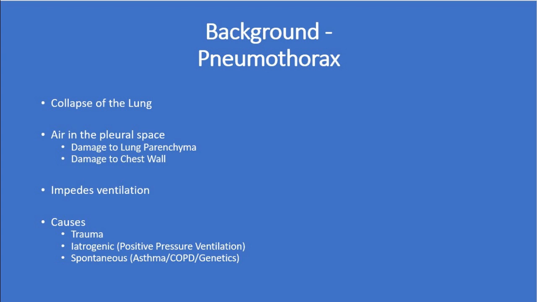When the lung collapses, it impedes optimal ventilation for that lung, meaning there is a decrease in the ability for oxygen to get into the bloodstream and carbon dioxide to be exhaled. There are multiple ways to develop a pneumothorax, including penetrating and blunt chest trauma, barotrauma through positive pressure ventilation, and in some cases, people can develop a pneumothorax through autoinflation because of obstructive disorders.